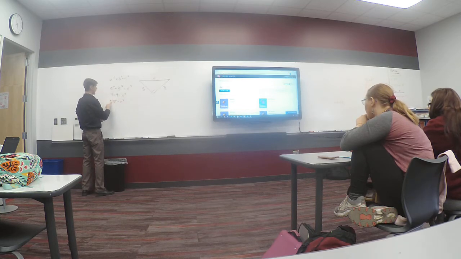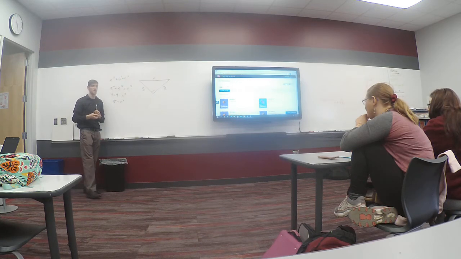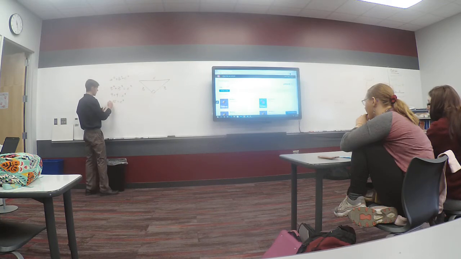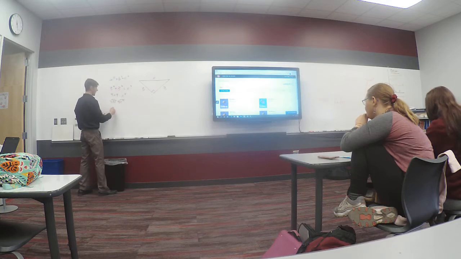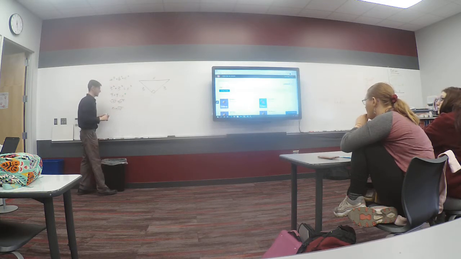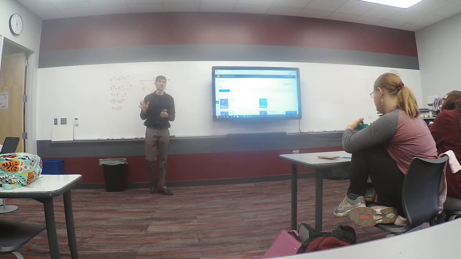How do I undo that x squared? What do I need to do to both sides? I need to take the square root of both sides. When I do that, I get that x should be equal to the square root of 18. We can't keep that as the square root of 18. We spent a whole day simplifying radicals.